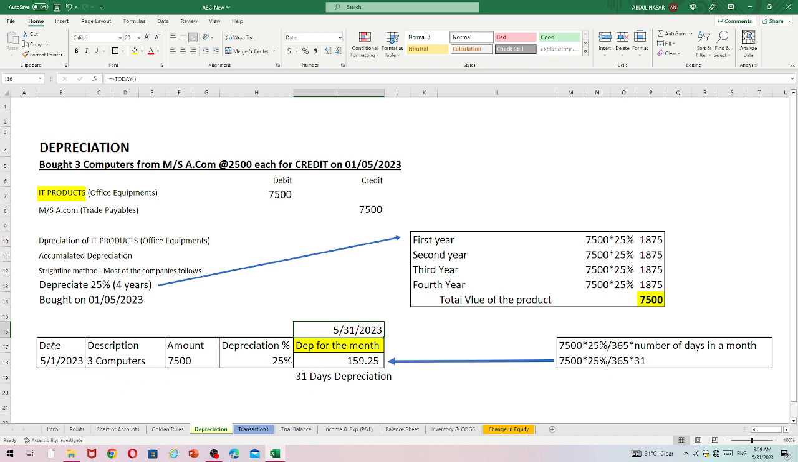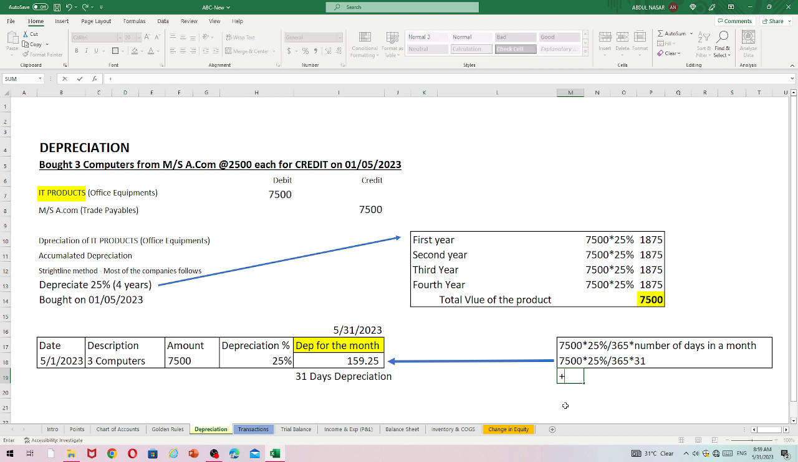Here I have given just an explanation: date, description, amount, depreciation percentage, and depreciation for the month. This is important. This is for three computers on a monthly basis. We need to depreciate 159.25. How we arrived at this, I will let you know. Here I have mentioned the calculation.